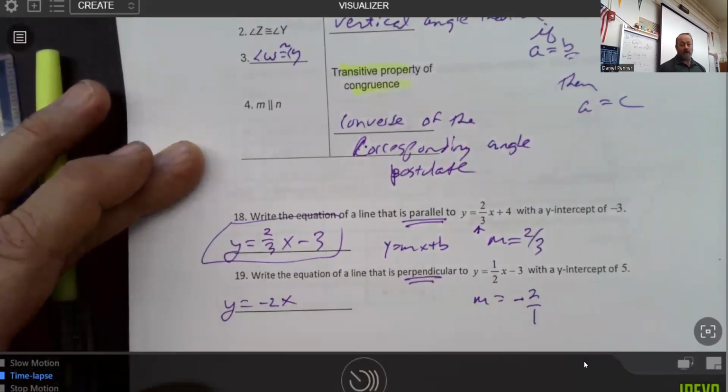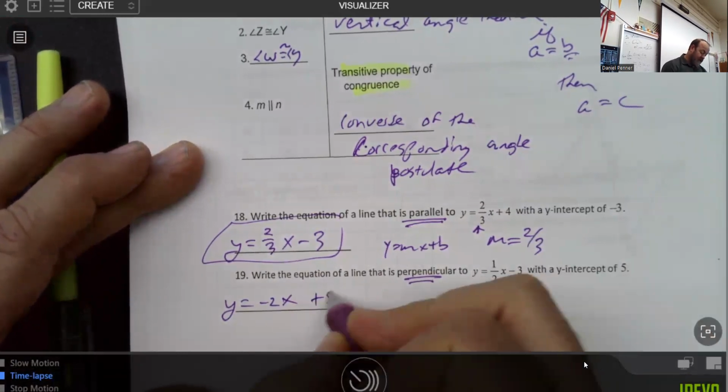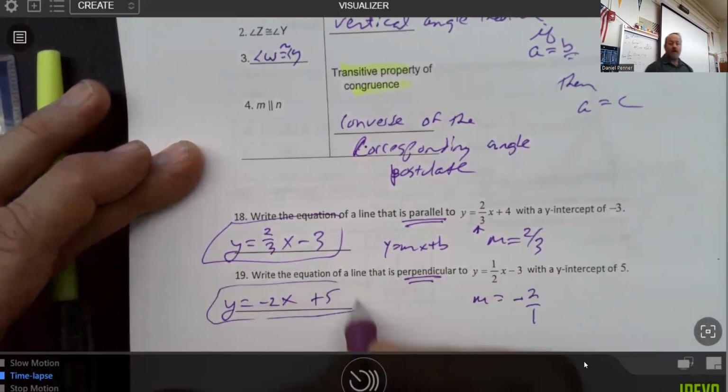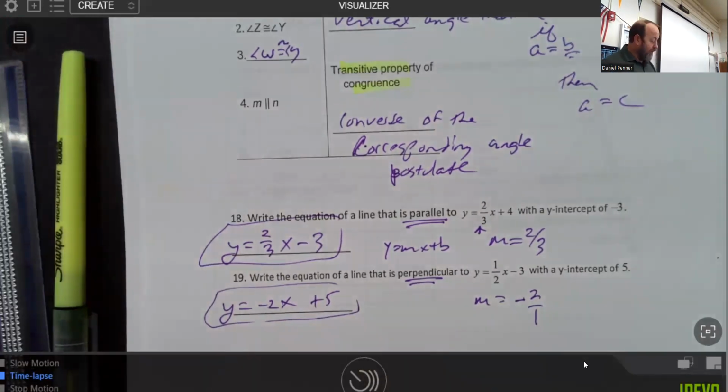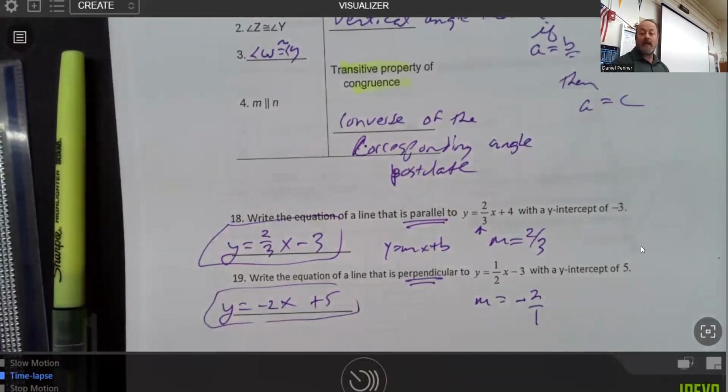And you don't have to write 2/1. You can just write -2. And the y-intercept, of course, is 5. And there's my slope-intercept form again. So, a pretty quick little video for problems 16 through 18. And I hope that was good.